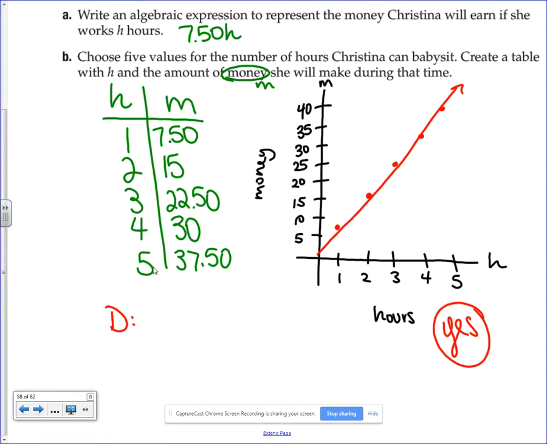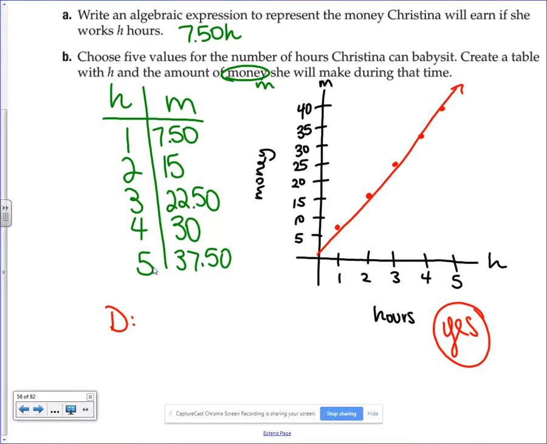You gave me 1, 2, 3, 4, 5. Those are all whole numbers, right? Do you have to babysit for a whole hour? Or could you do halves and quarters? Yeah, so I could have fractions, right? But could I have negative? These would only be positive fractions or whole numbers, agreed?